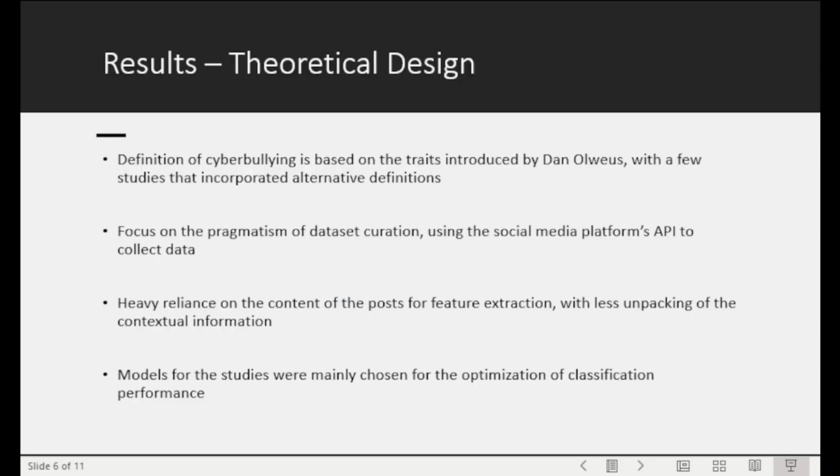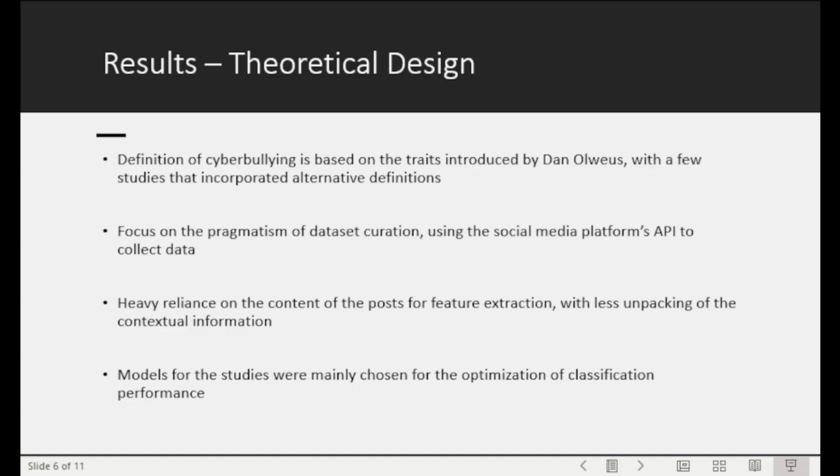The theoretical background behind the question, what defines cyberbullying, has been largely built upon the work of Dan Olweus, which states that cyberbullying is a type of aggression with repetitive occurrence and clear imbalance between the victim and the aggressor. While many studies built upon this theory, there were several studies that used alternative definitions such as the concept of different roles in the cyberbullying incident, such as the bully and the spammer.